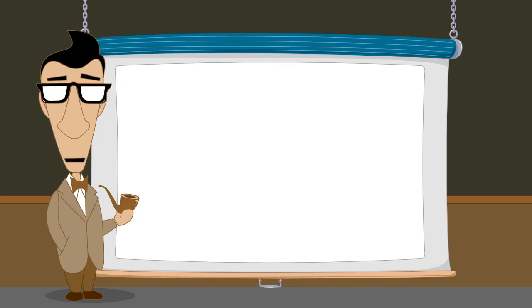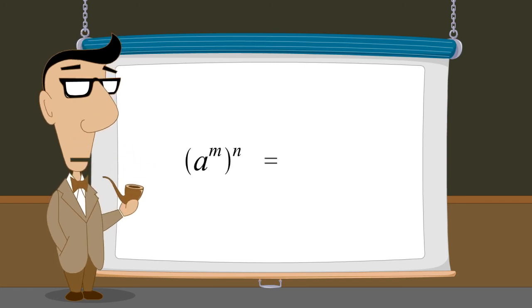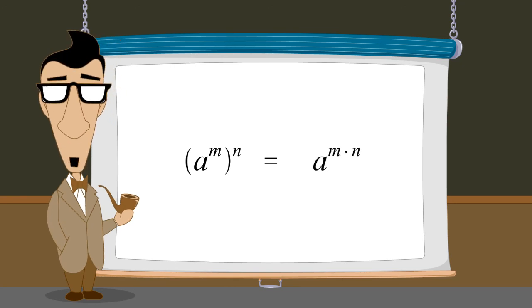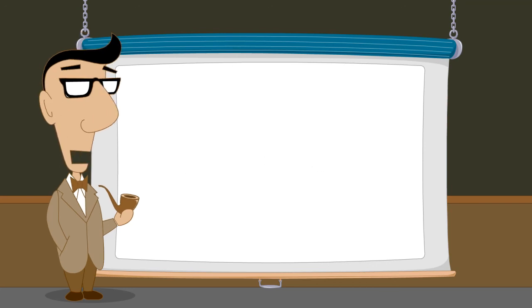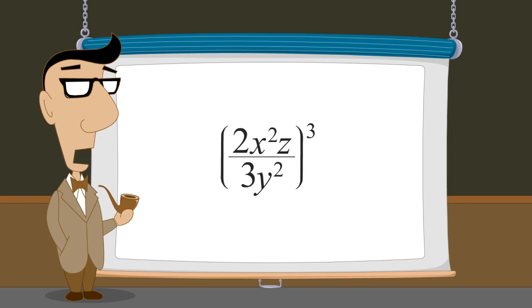So far we have seen that any term with an exponent of m raised to the nth power is equivalent to that term with the two exponents multiplied, and that this rule holds regardless of the signs of the exponents. In the next lecture, we will see what happens when products or quotients of exponential terms are raised to powers.